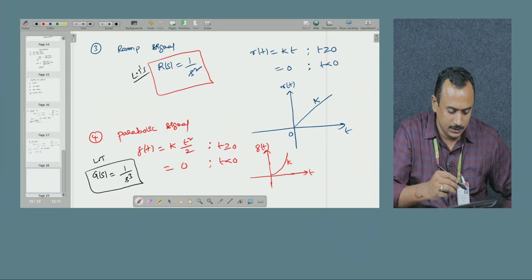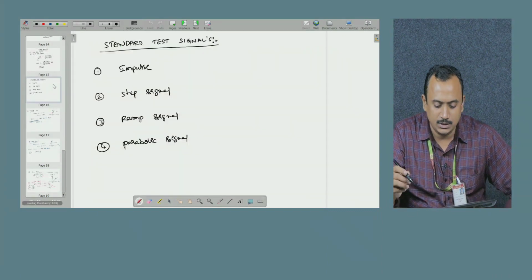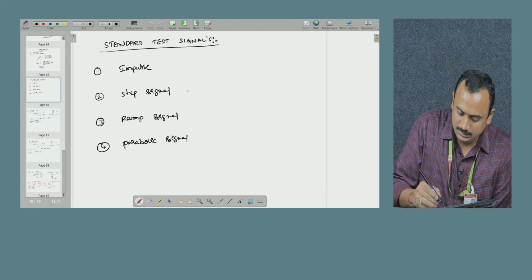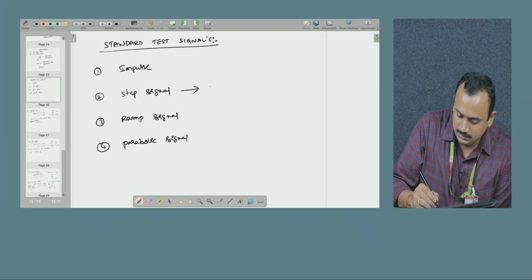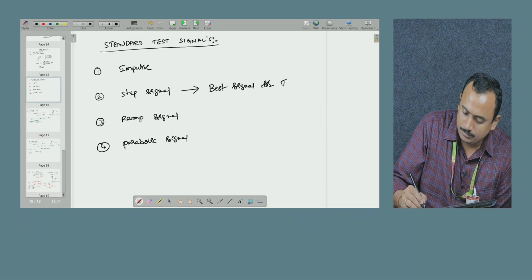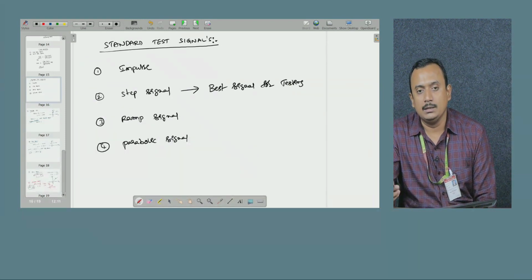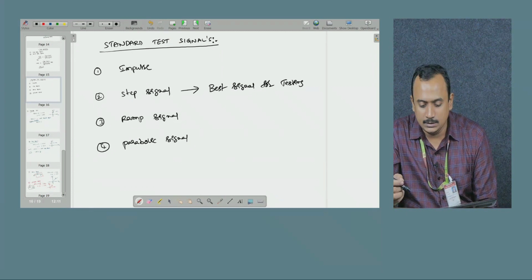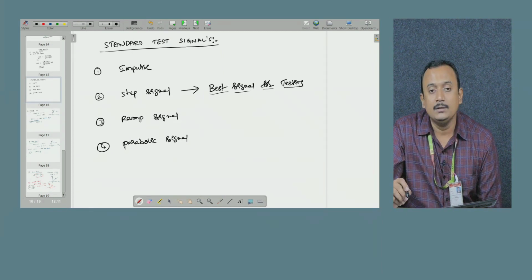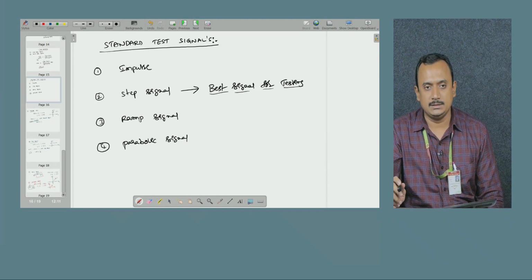So these are the 4 test signals we have. Out of these 4, we can say the step signal is the best signal for testing. We will see in the next couple of classes why we are going to consider the step signal for testing the given system.